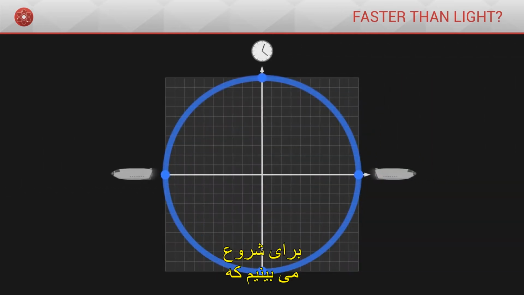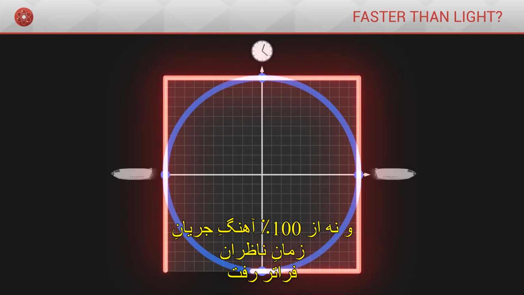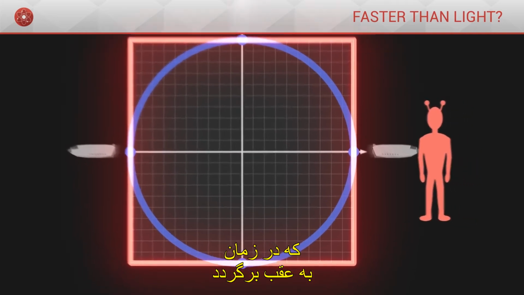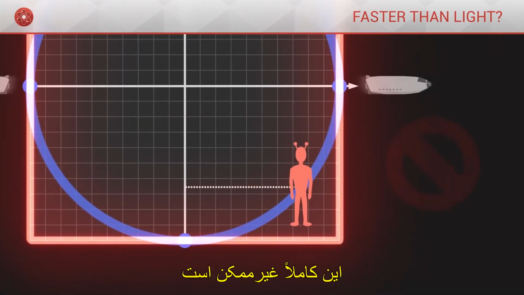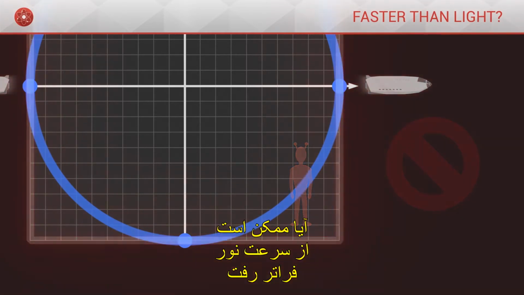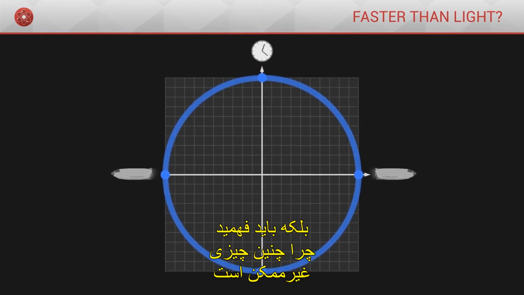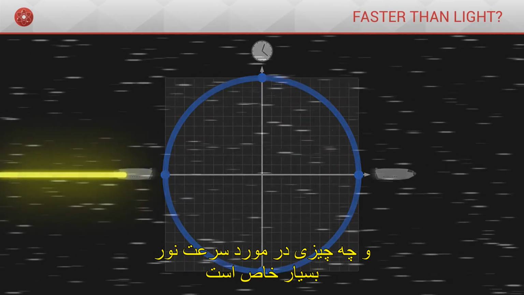To start things off, we see that it is neither possible to go faster than the speed of light, nor to go beyond the rate of 100% the flow of the observer's time. Indeed, even for a hypothetical object which would be going back in time, that is, with a flow of time that would be negative, it remains strictly impossible to go beyond the speed of light, because all objects are confined to this circle. The question then is not to know if it is possible to go beyond the speed of light, but rather to understand why such a thing is impossible. Why our curve takes the shape of a circle, and what is so special about the speed of light.